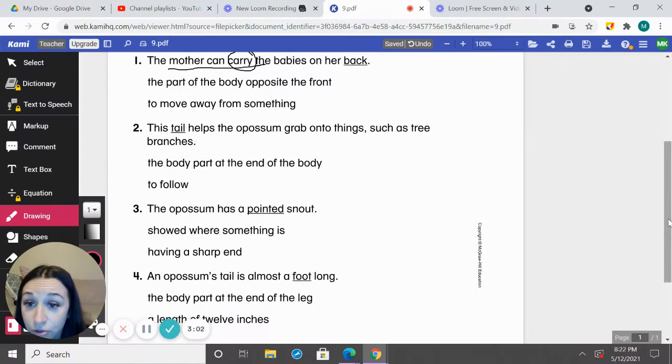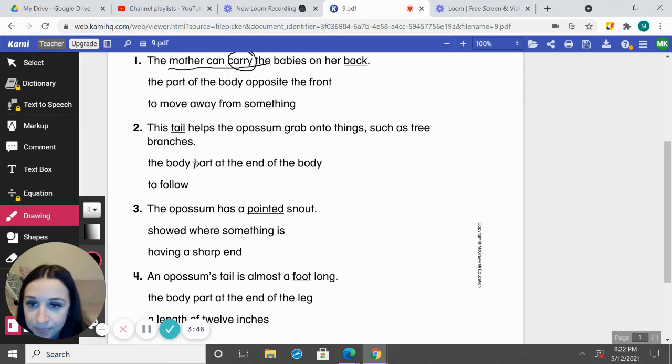All right, I'm going to do number two, and then I'll have you guys jump in on three and four. Number two, this tail helps the opossum grab onto things such as tree branches. All right, so tail is our multiple meaning word here. Tail does have more than one meaning, but let's read. Is it talking about the body part at the end of the body? Or is it talking about to follow, like you can tail behind me, follow behind me in your car, right? So does it mean to follow, or the body part at the end of the body? It only takes on one meaning in the sentence, so which is it here?